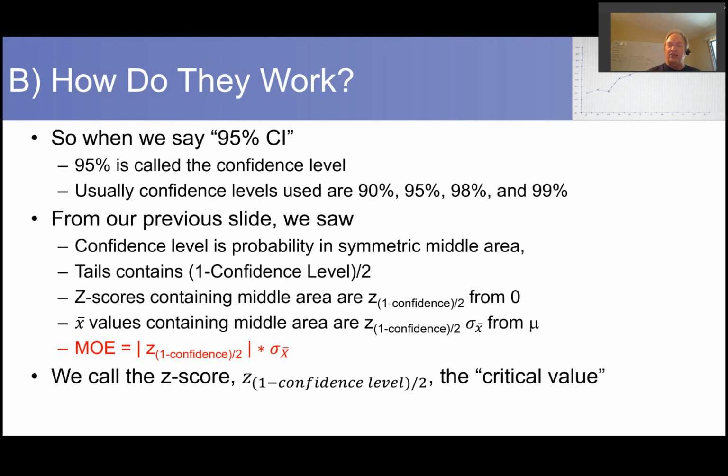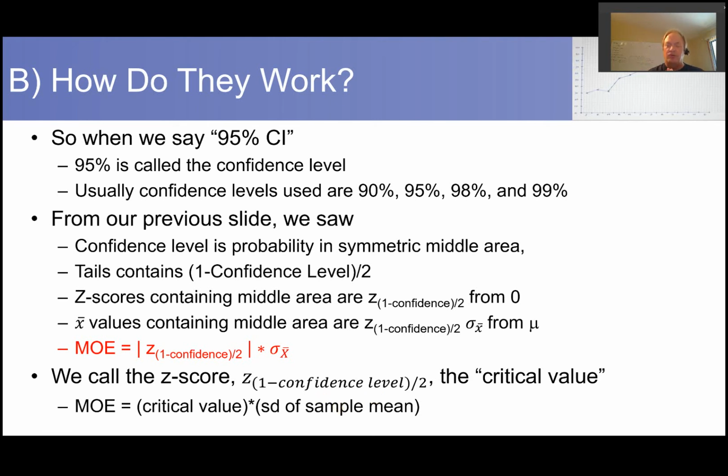Now, just like the confidence level has a special name, this z-score also has a special name. It's called the critical value, for reasons that I won't go into. So there's a little bit of notation and terminology you have to know: confidence level and critical value. And so now we see how the margin of error is put together.